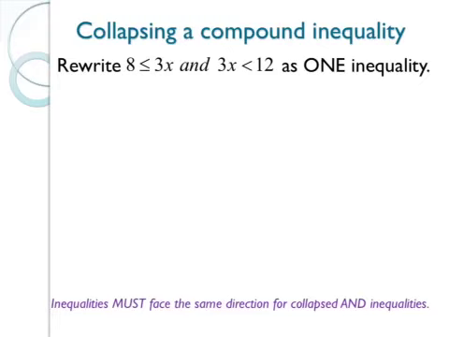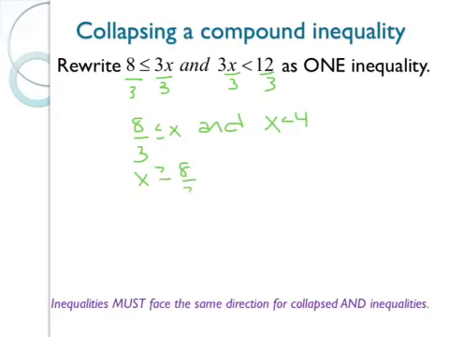For and inequalities, you can actually rewrite them as one inequality statement and not have the word and in between them. So in order to do this, you must have both of them isolated with X on one side. So I'm going to go ahead and isolate X. Alright, so I'm going to rewrite this. X is bigger than or equal to 8/3 and X is less than 4.